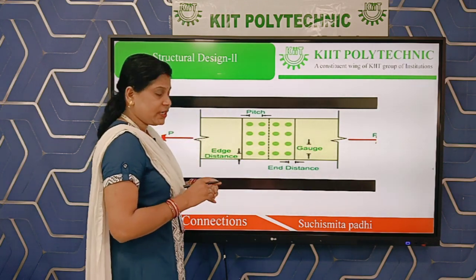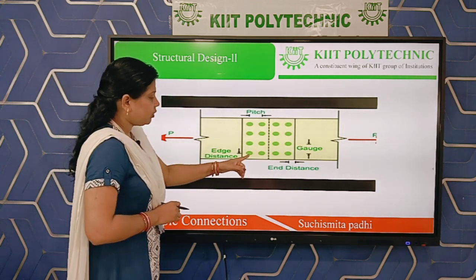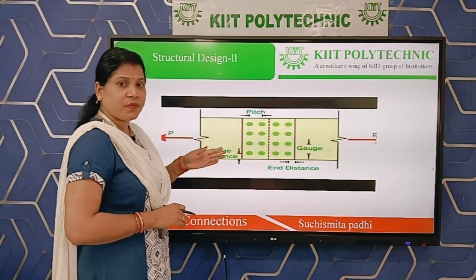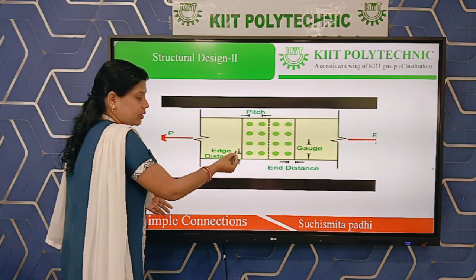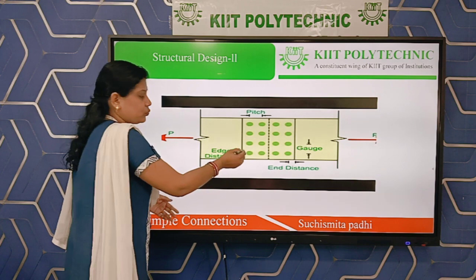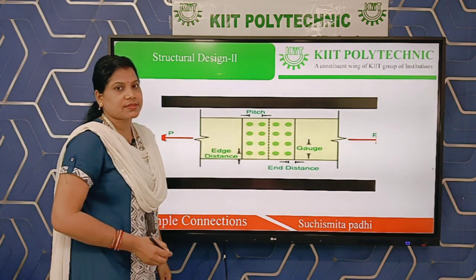Just opposite of end distance is edge distance. Means from the center of a bolt hole to the adjacent edge measured perpendicular to the direction of stress. This is the direction of stress and we are measuring perpendicularly or vertically from the center of a bolt hole to the adjacent edge, and that is named as edge distance.